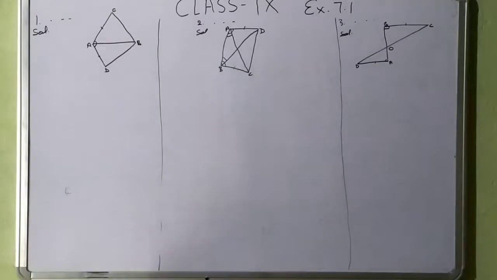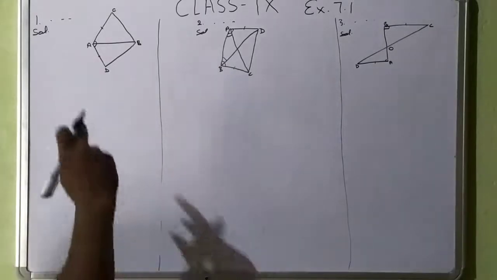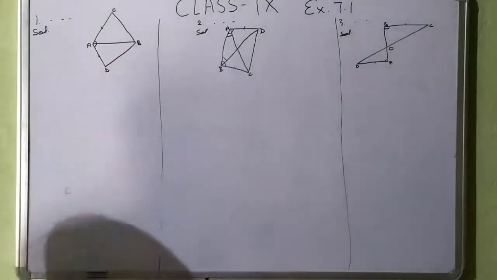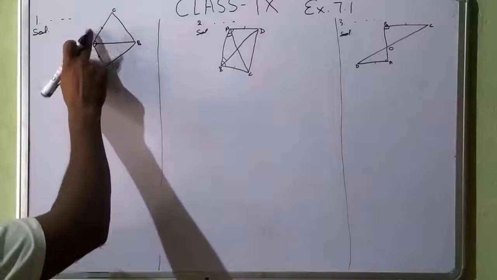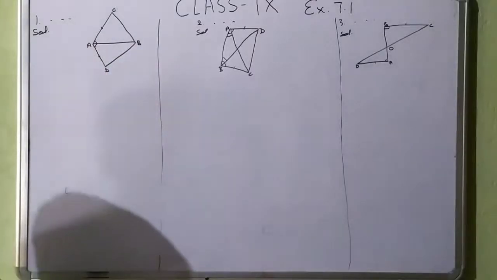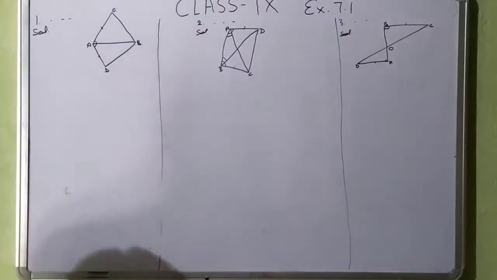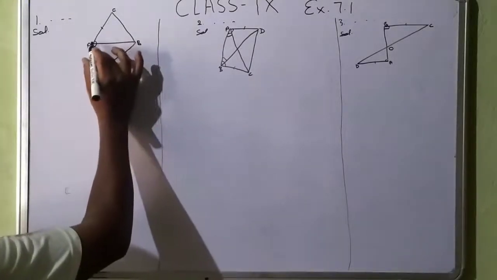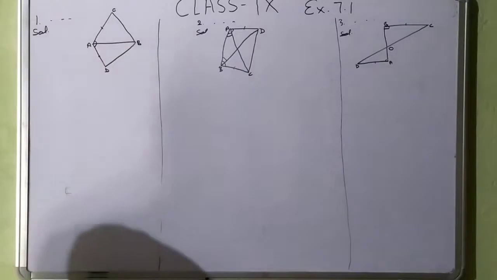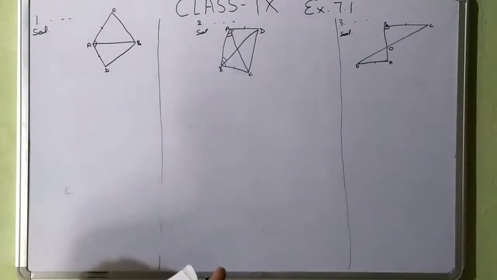So first question, quadrilateral ACBD is given here. AC is equal to AD. You are looking at the sign also. And AB bisects angle A, in two equal parts. So we need to prove that triangle ABC is congruent to triangle ABD.